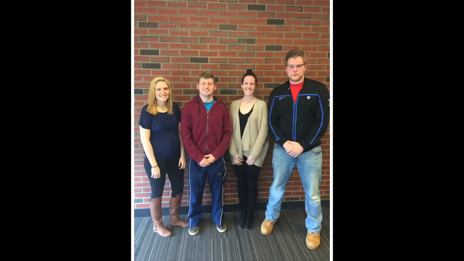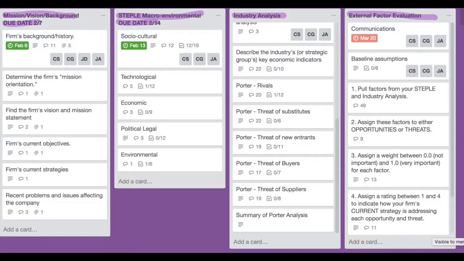Let me start by reintroducing my team members. On the far left, we have Caitlin Stickle, followed by Connor Grome, then myself, Jenna Downing, and on the far right is Joe Anello.